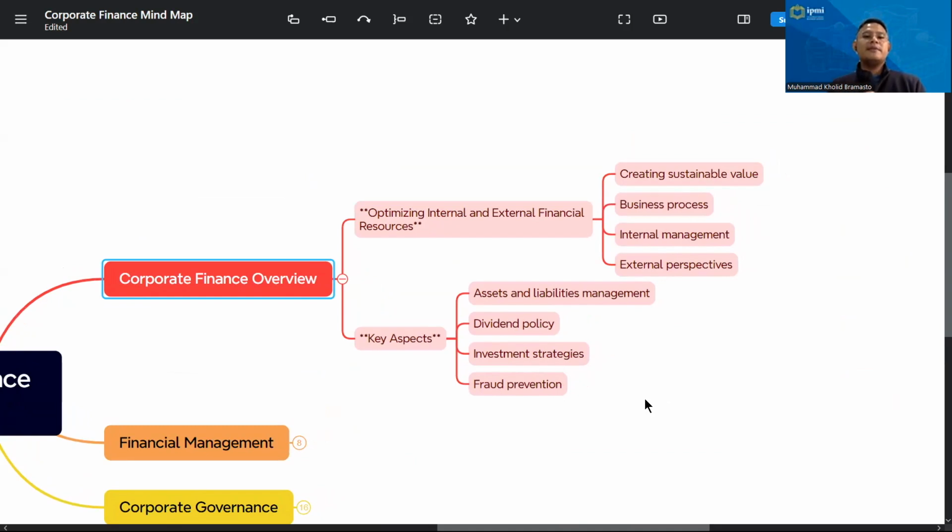Here are some key aspects of corporate finance. First, asset and liability management, striking the right balance between the company resources and its financial obligations. And then how to formulate dividend policies, and then investment strategies, identifying and evaluating potential investment opportunities to maximize returns and minimize risk, and also learning about fraud prevention.